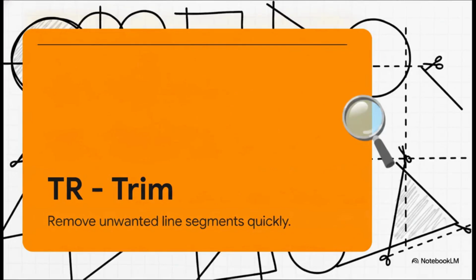But look, as you offset and intersect all these shapes, your drawing is absolutely going to get messy. That's just drafting. And that's exactly where TR for trim comes in to save the day. This shortcut is completely essential for cleaning up your workspace. By typing TR, you can remove unwanted line segments super quickly. You just slice away all those overlapping tails and excess bits of geometry, and it instantly neatens up your linework.